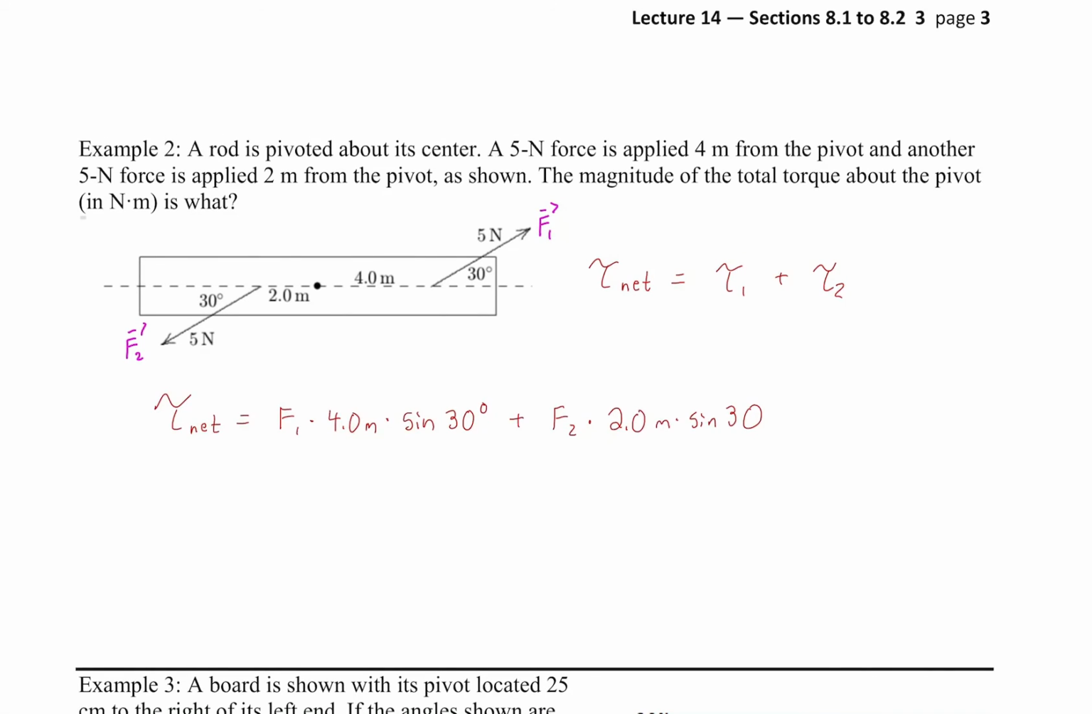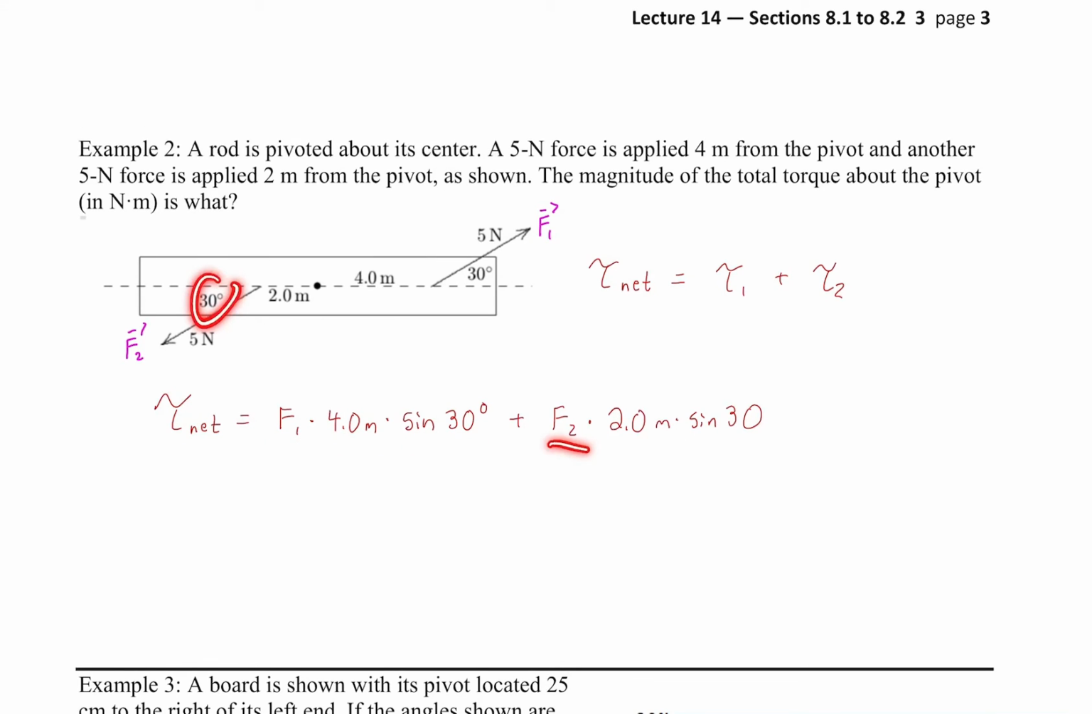Let's think about it. Is one torque opposing the other, like in the wheel? Actually, they're not. This force wants to rotate the wheel in the counterclockwise direction, and this force also wants to rotate the wheel counterclockwise. So these forces are cooperating, working together. They're both going to be positive, because they're both counterclockwise. Just the way I've defined it, positive theta is counterclockwise.